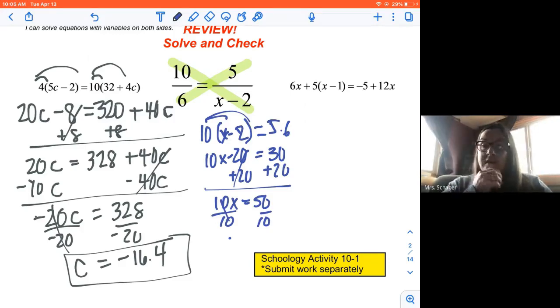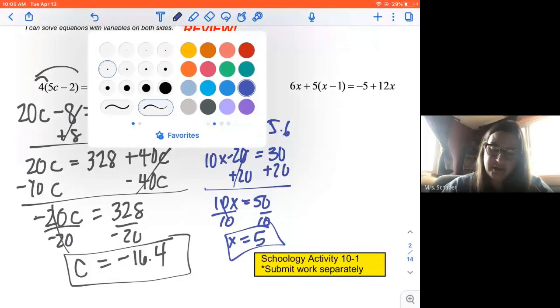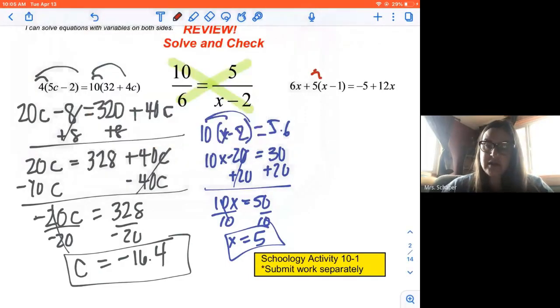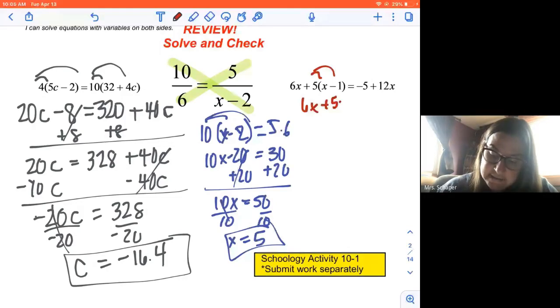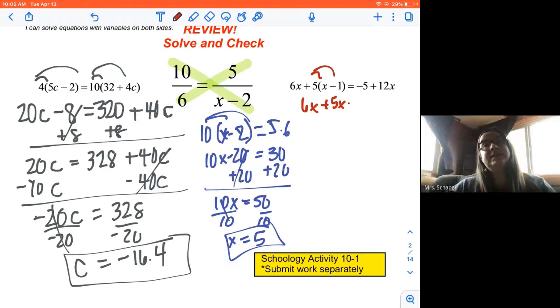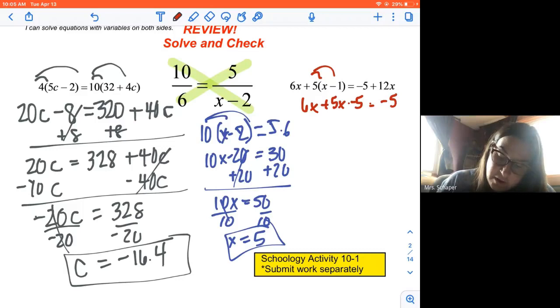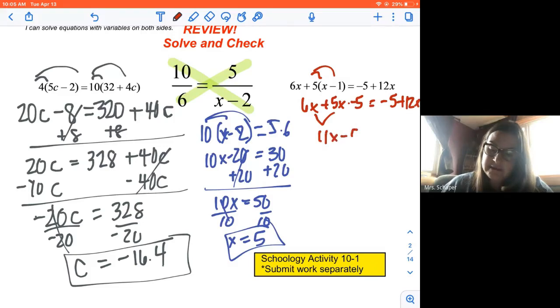And I have one more left for you to go. And then that's it for today. So let's take a look here. I'm going to distribute first. We always want to get rid of those grouping symbols first. So 6x plus 5x minus 5. 5 times x is 5x. 5 times 1 is 5 is equal to -5 plus 12x. We're going to combine these two together and get 11x minus 5 is equal to -5 plus 12x.